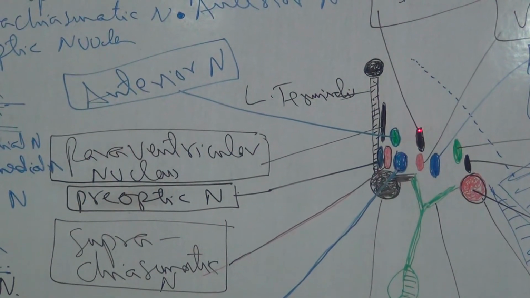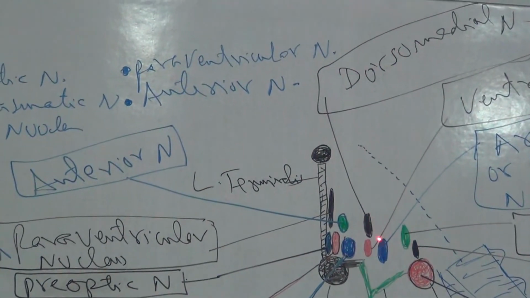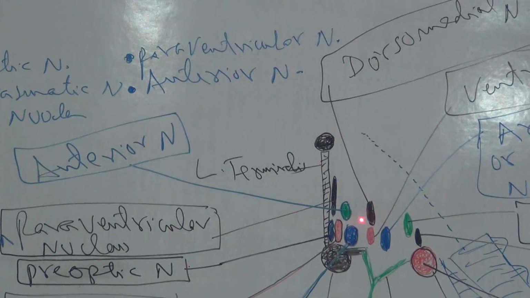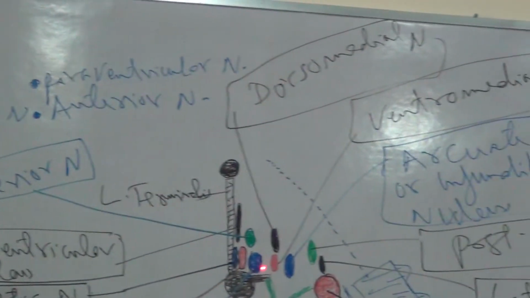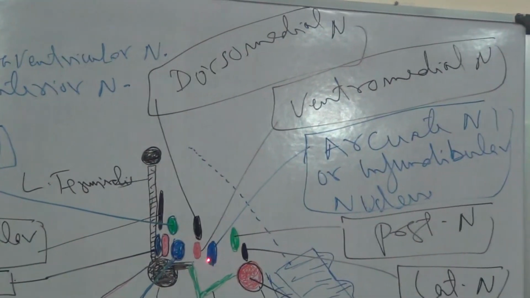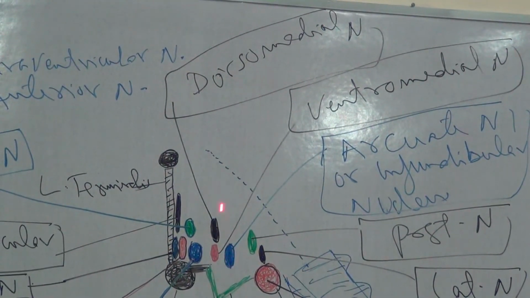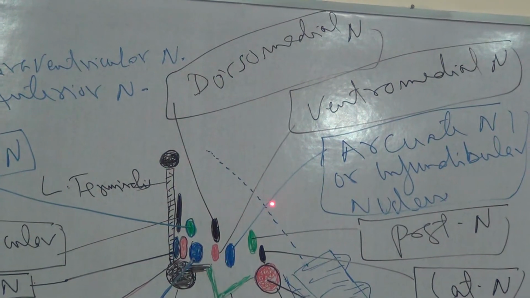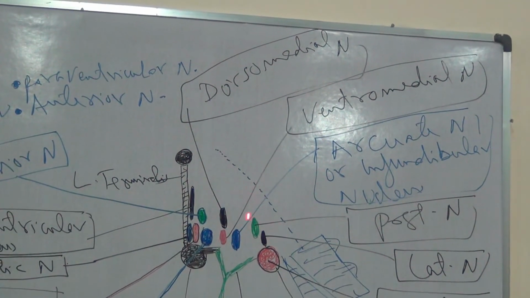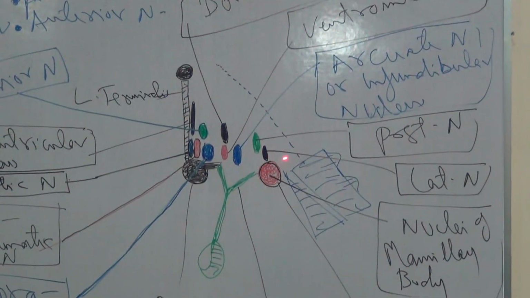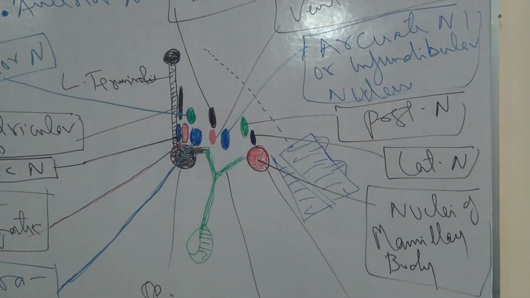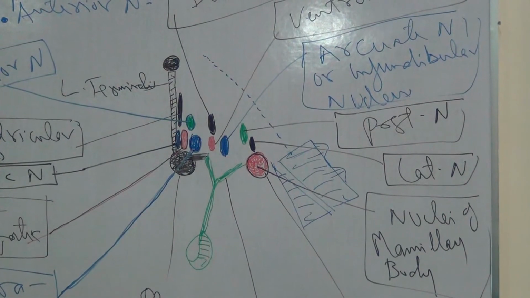Next, the middle region of the medial zone. Here we have dorsomedial nucleus, ventromedial nucleus, and arcuate or infundibular nuclei in the middle region. Then in the posterior region of the medial zone is the posterior nucleus, the lateral nucleus, and nuclei of the mammillary body.